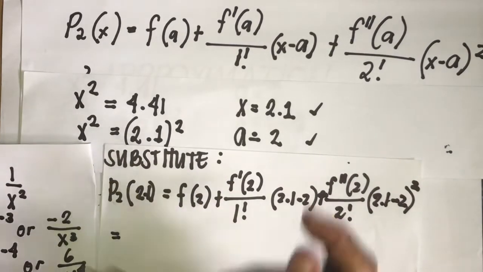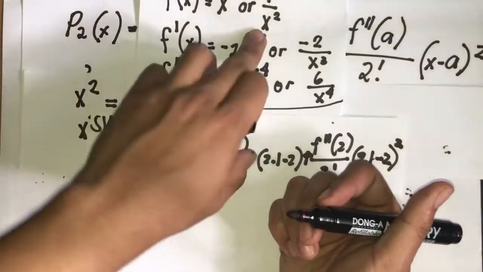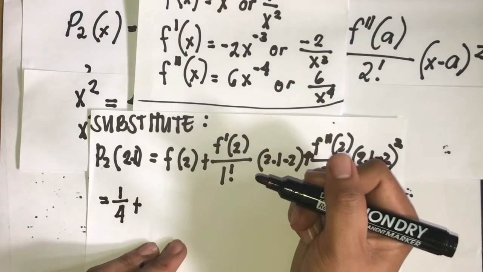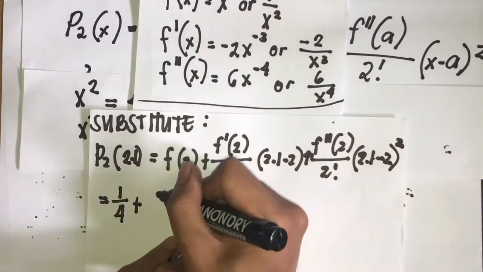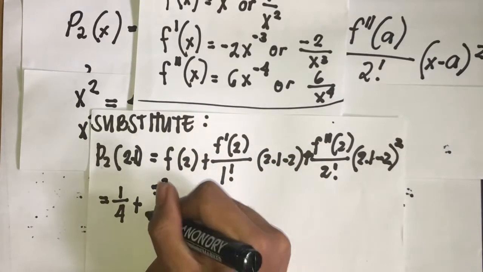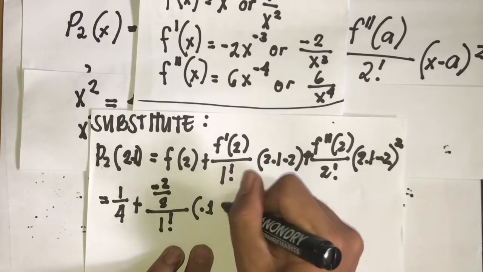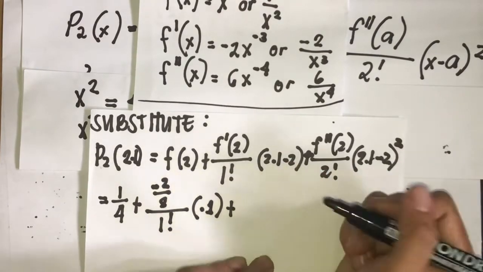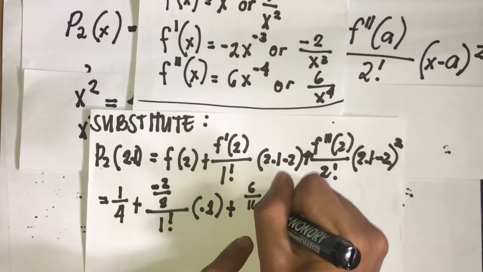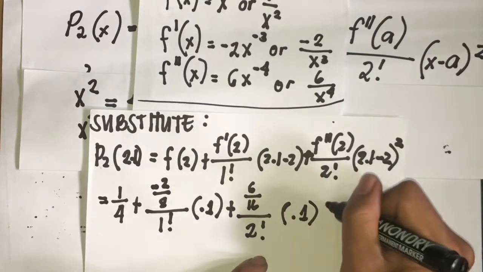So there, we will just simply evaluate this. Since we know f of 2, we just need to substitute the value of 2 here: 1 over 2 raised to 2, or 1 over 4, plus, since this one is negative, that's going to be negative 2 over 8, since we substitute the 2 cubed, over 1 factorial times the quantity 0.1, plus, for the second derivative, 6 over 2 raised to 4, that's 16, all over 2 factorial times 0.1 squared.